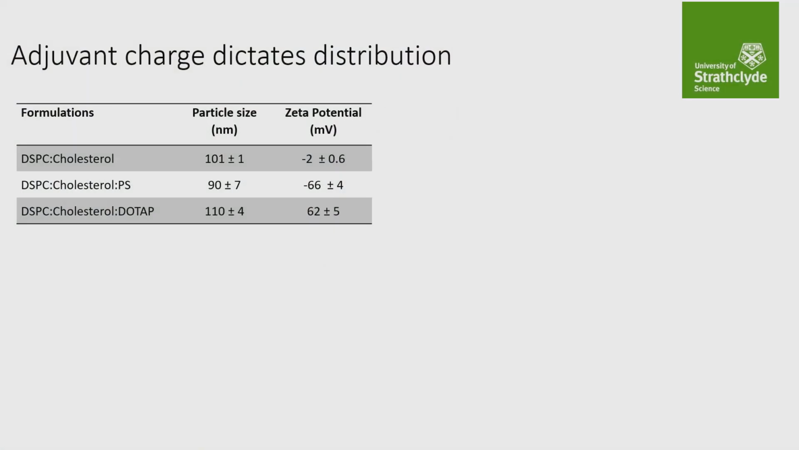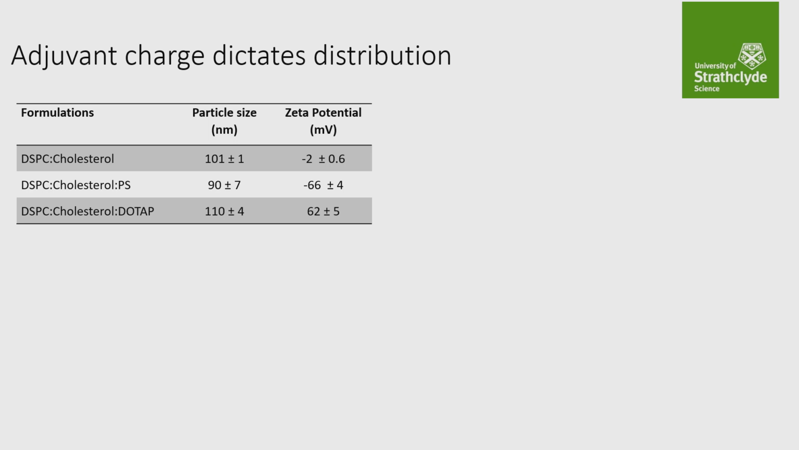So to look at how the adjuvant charge dictates distribution of an antigen, we first started looking at formulations of liposomes with different charges. So here we have 3 liposome systems, distearoylphosphatidylcholine with cholesterol, so it's a neutral liposome. We made them about 100 nanometers in size. We then added in a negatively charged lipid, phosphatidylserine, to give us a liposome with a highly negative charge, with about 66 millivolts negative. And then we also made cationic ones.